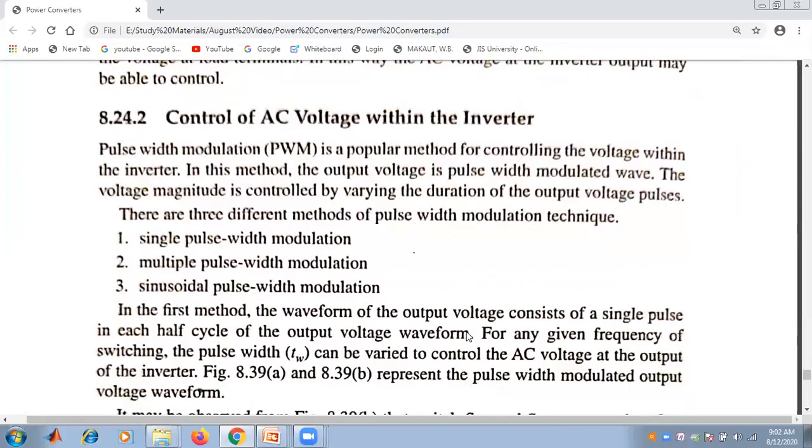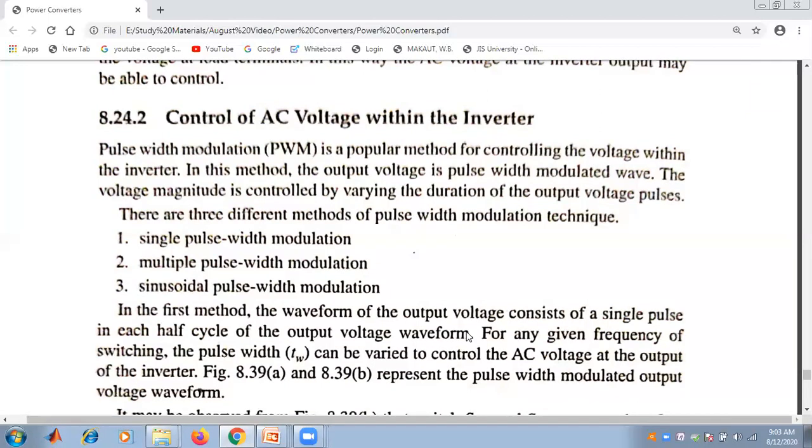Another method is the control of AC voltage within the inverter. We have already discussed pulse width modulation, that is called PWM. That is a popular method for controlling the voltage within the inverter. We have already seen the concept of pulse width modulation.